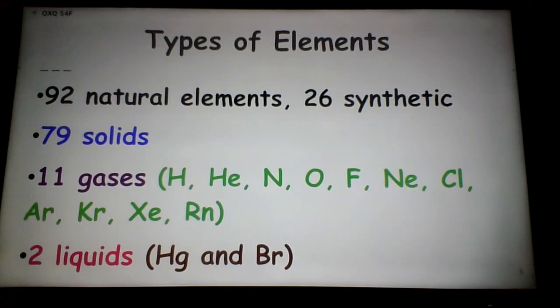There are only 2 elements that are liquid at room temperature. Hg is element number 80, mercury, right here. That's what is in the thermometers. You know, we have electronic thermometers now, but the old-fashioned thermometers, you get sick, mom puts that in your mouth, or the nurse will do that to take your temperature. The mercury is the liquid metal that will expand when warmer and contract when cooler. And bromine is found in ocean water. That's the only non-metal that is a liquid at room temperature. Now, there you see the 92 natural elements, 79 solids, 11 gases, and 2 liquids.